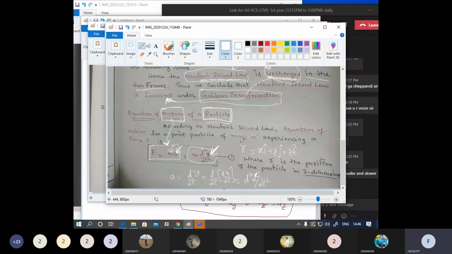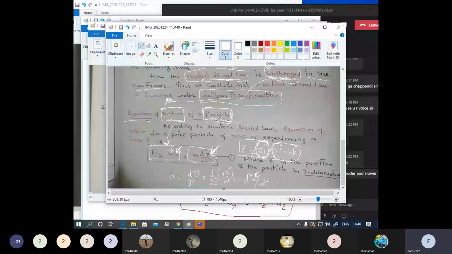So that is a particle in 3-dimensional space. If you take only 1 dimension, you get only x. You replace r with x and remove these two factors. Taking only this factor means it is along 1 dimension, a particle in a single dimension. So I am going to conclude this topic with the equation of motion of a particle.